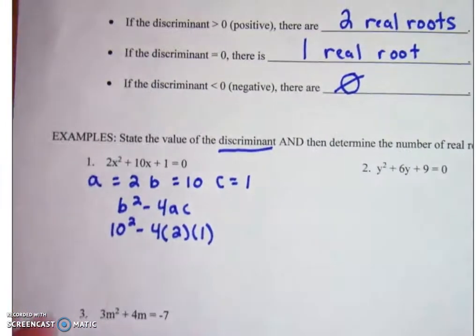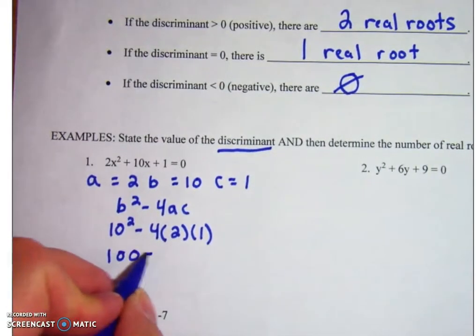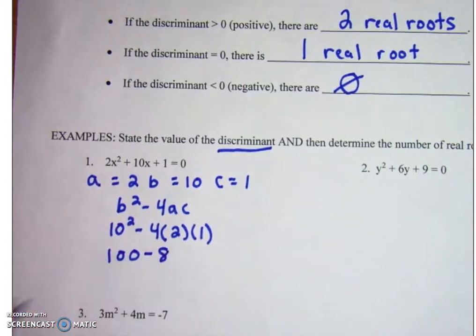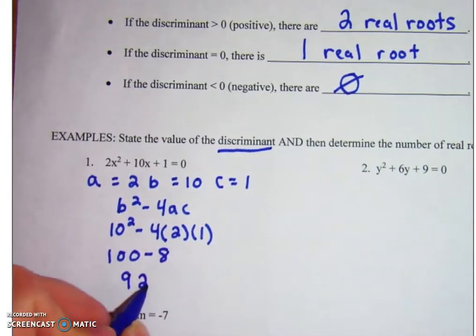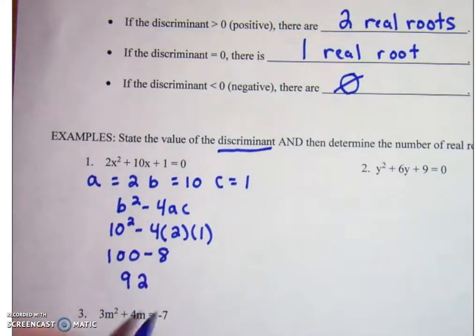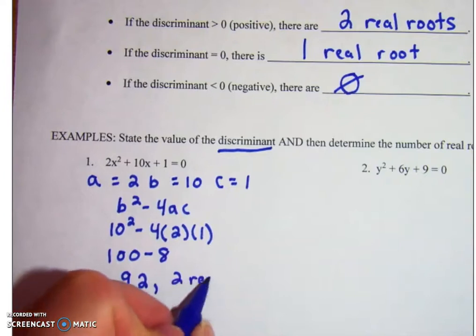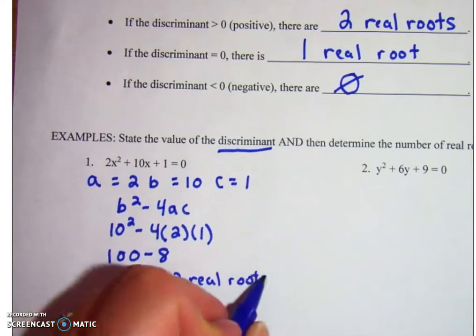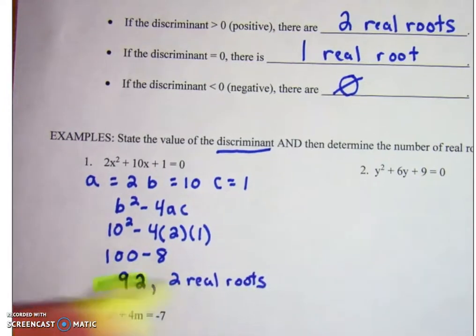So here we have 100 minus 8. So that gives us 92. That's our discriminant. And since it's positive, that means there are 2 real roots. All right, so 2 answers to these.